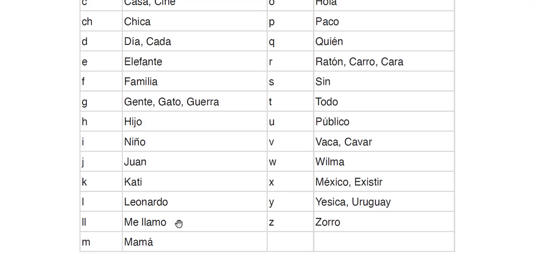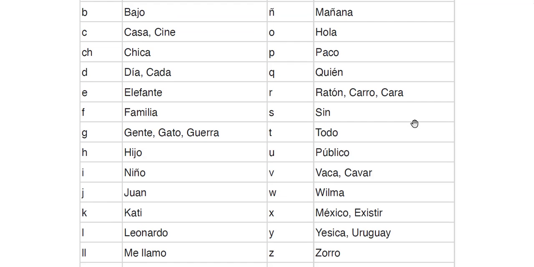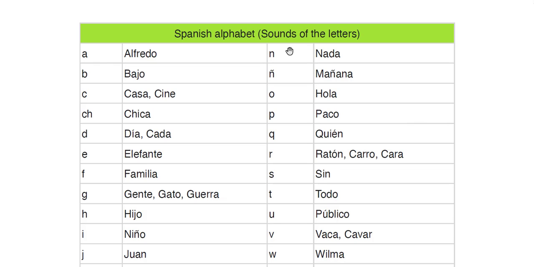And if you go further down toward Argentina, it takes on more of a J or sh sound. Right, letter M just makes the M sound. So M, mamá. Letter N, nada. Letter Ñ, mañana, the ñ takes on the ny sound, mañana.